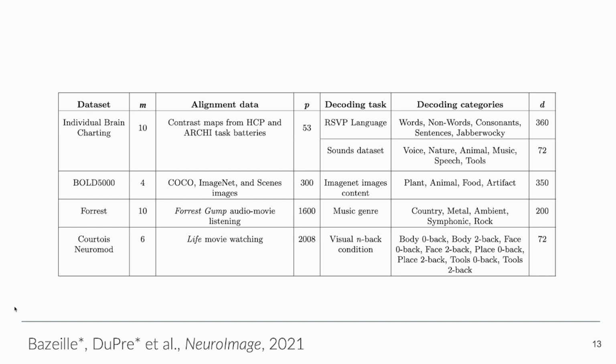So just to give you a sense for the kind of data that we used here, these are 4 different dense sampling data sets, which are really very useful for looking at this combination of naturalistic and individual specific signatures. And of these, 3 have unique variable naturalistic stimuli that we can use in alignment. So in Bold 5000, it was a series of still naturalistic images. In Study Forest, it was an audio movie listening, and in Courtois Neuromod, it was an audio-visual movie. And critically, we have a range of decoding tasks which are well matched to these very complex stimuli.